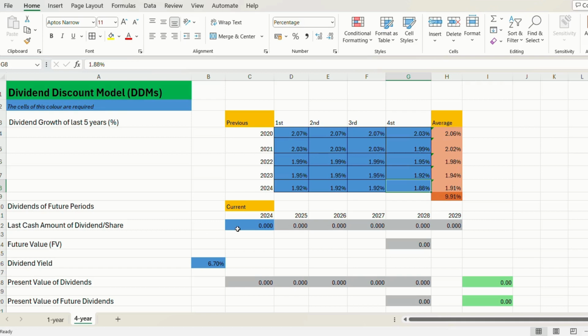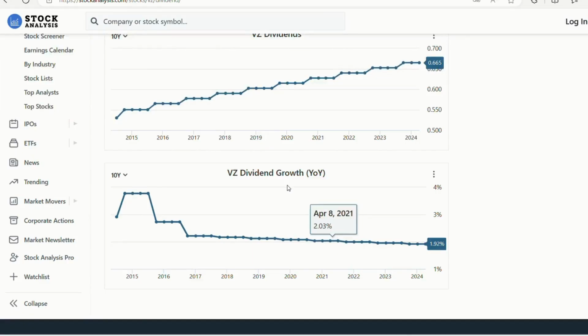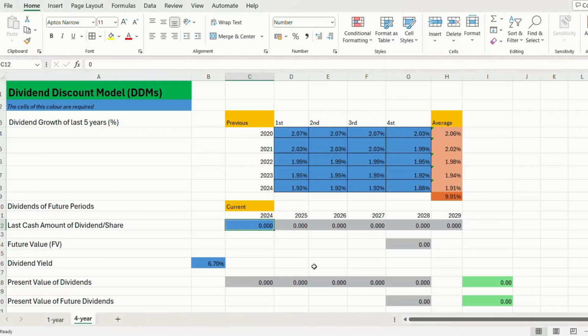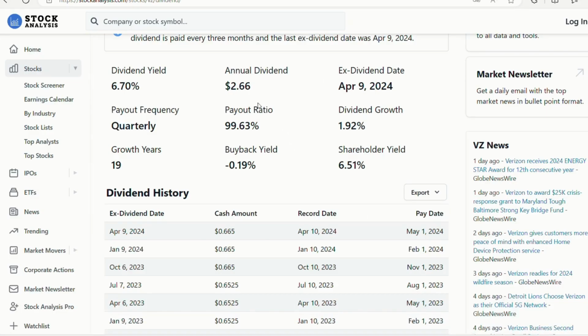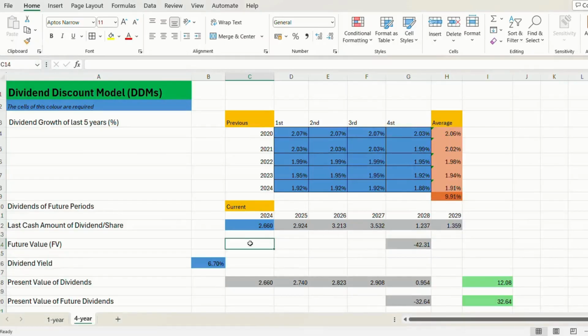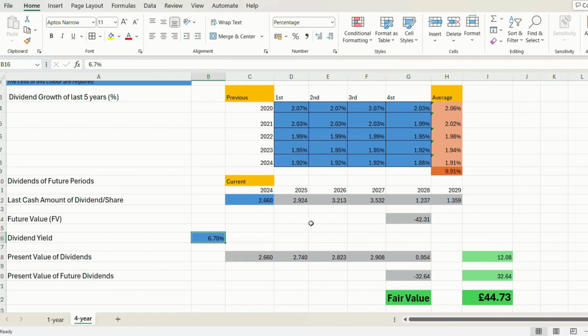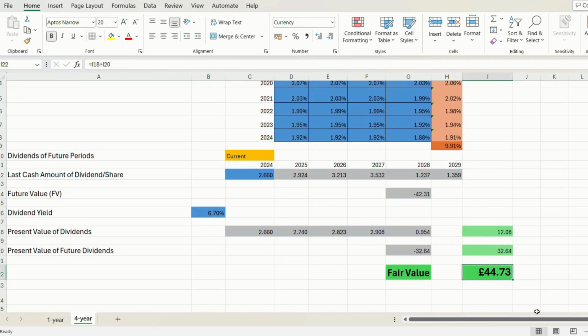Okay, the last cash amount of dividend per share we can find here. Just take the annual dividend, because I believe that it's a reliable number. It represents the company's number at this particular time period. And lastly, the dividend yield is 6.7%. Perfect, 6.7%. As you can see, we take all of these calculations and the fair value is 44.73.